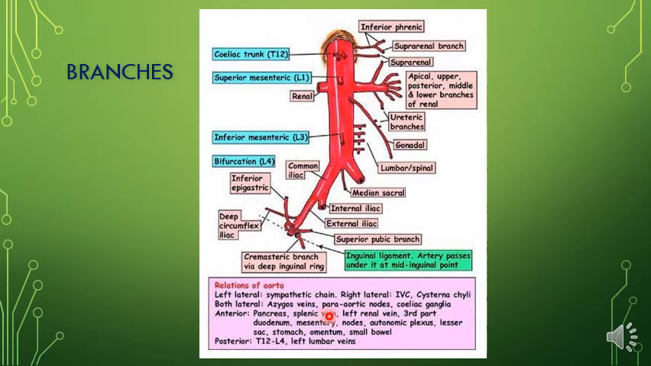Anteriorly you will see the pancreas, splenic vein, left renal vein, third part of the duodenum, mesentery, nodes, autonomic plexus, lesser sac, stomach, omentum, and small bowel. All this, the lesser sac, omentum and so on, are parts of the peritoneum. You will understand it better in the further lectures. And then posteriorly you will see the bodies of the upper four lumbar vertebrae and lumbar arteries and veins. So these are the branches of the abdominal aorta.